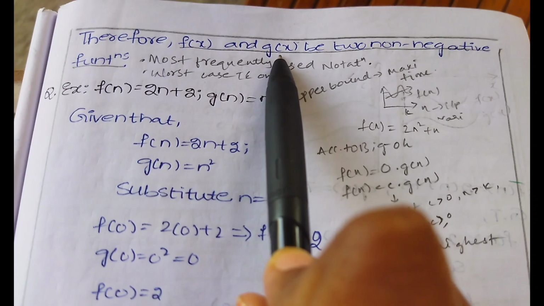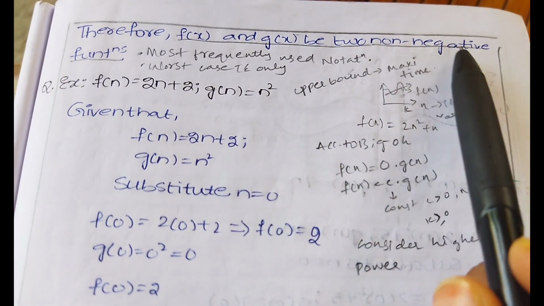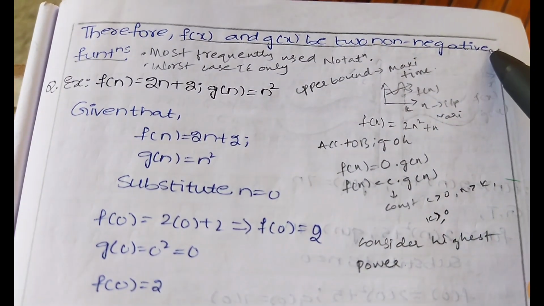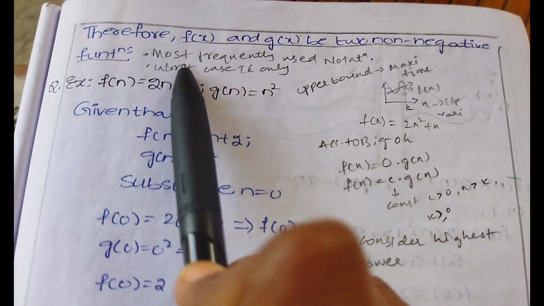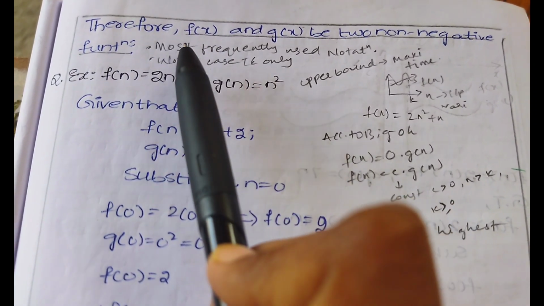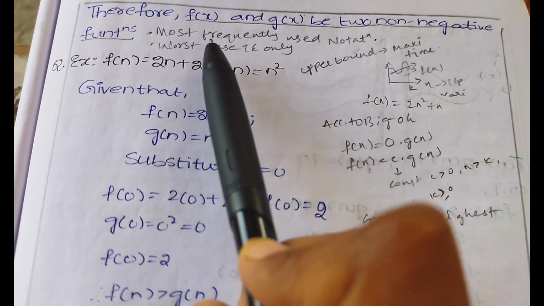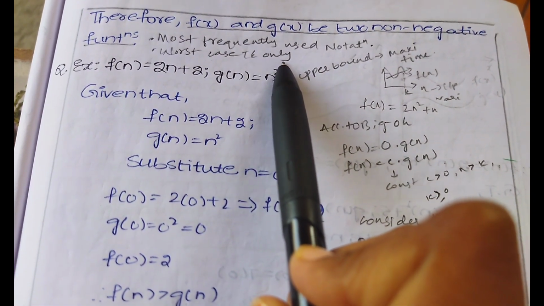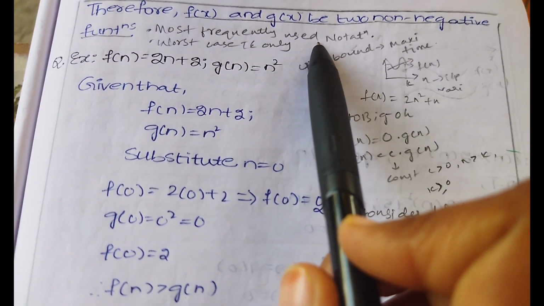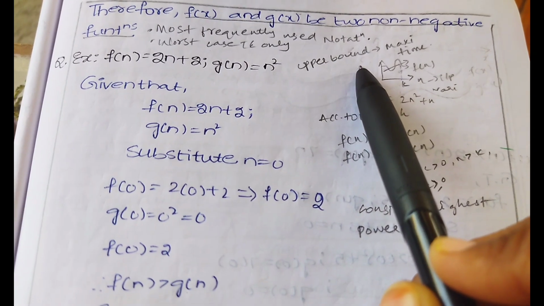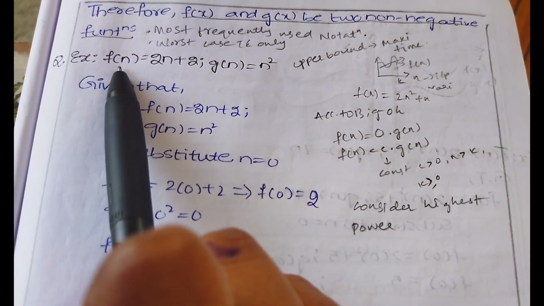Therefore, f of x and g of x will be non-negative, known as positive functions in the case of big O notation. This type of notation is the most frequently used, and worst case time complexity is expressed in big O notation. This is the example of big O notation.